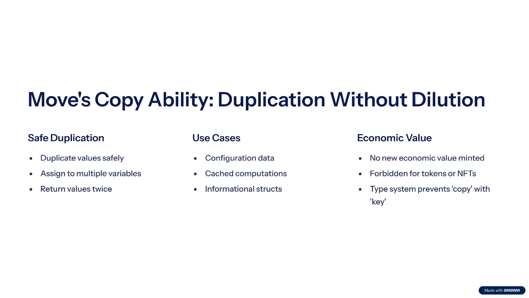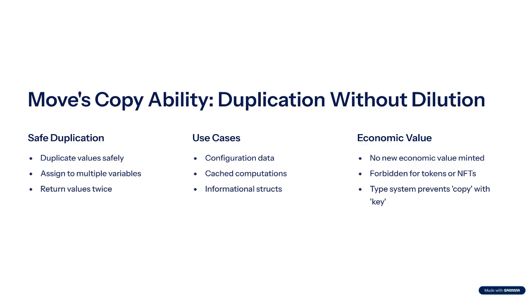The first ability, copy, says, "It's perfectly safe to duplicate me." The compiler now lets you assign the same value to multiple variables or return it twice. Use it for configs, cached computations, or structs that merely describe information. Anything where cloning doesn't mint new economic value. You'll never see copy on a token or NFT because uniqueness underpins their price.